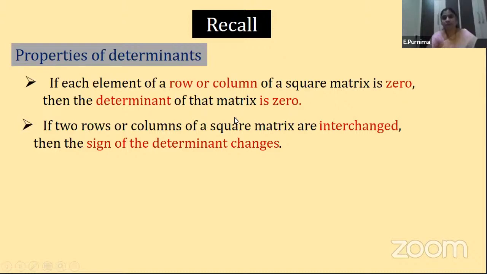Next one is what? If two rows or columns of a square matrix are interchanged, meaning if any two rows are interchanged, one row is written in place of another row.